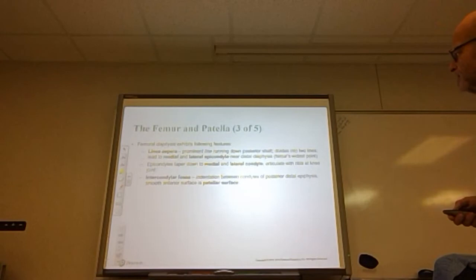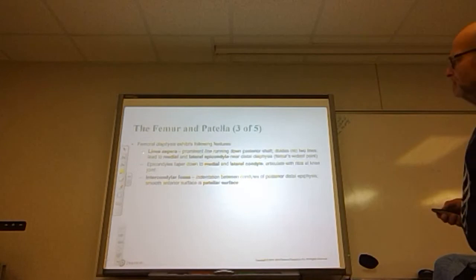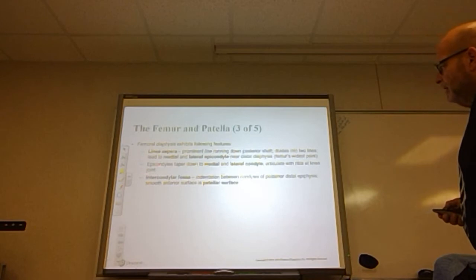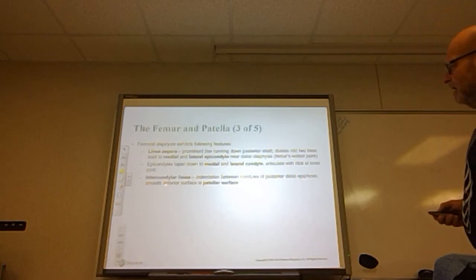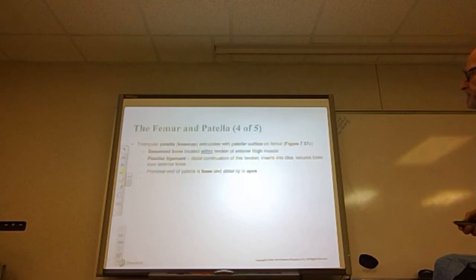The linea aspera is a prominent line running down the posterior shaft, divides into two lines, and leads to the medial and lateral epicondyles near the distal diaphysis. The epicondyles taper down to medial and lateral condyles, which articulate with the tibia to form the knee joint. The intercondylar fossa is an indentation between the condyles of the posterior distal epiphyses, which has a smooth anterior surface called the patellar surface.